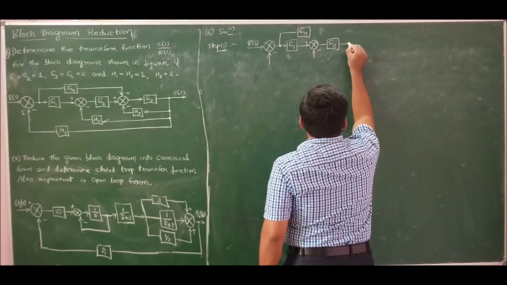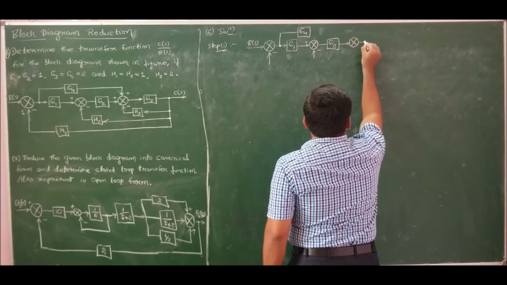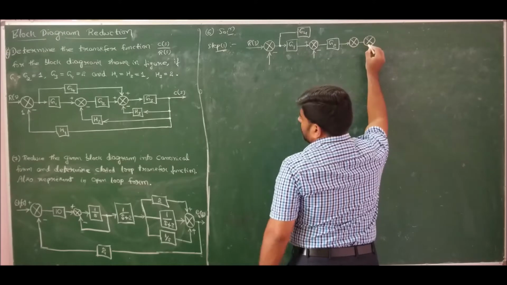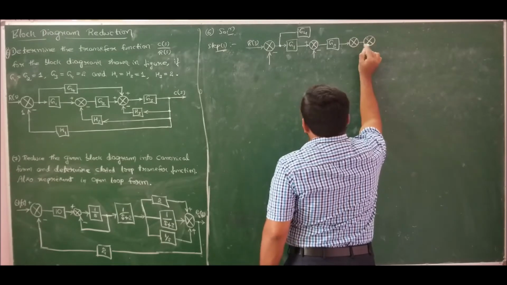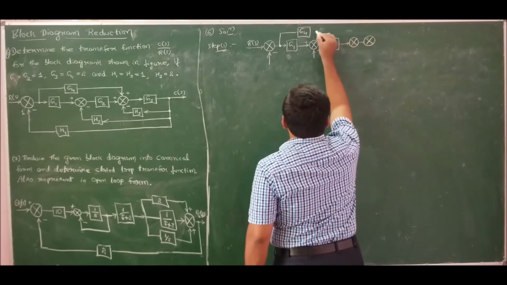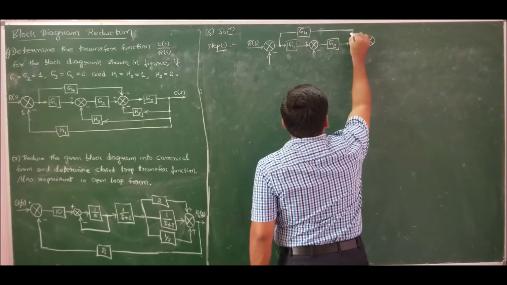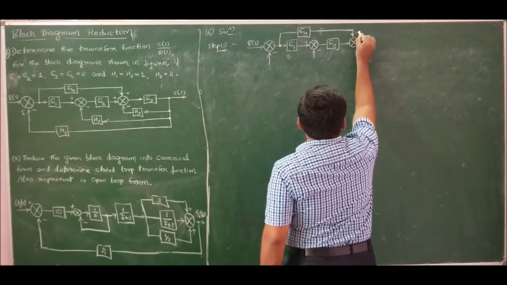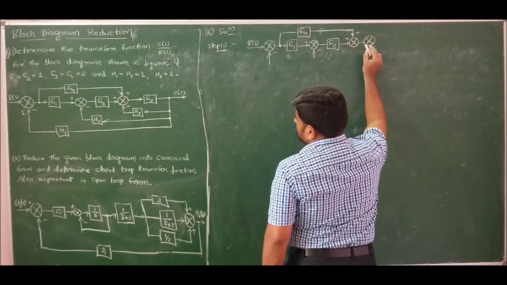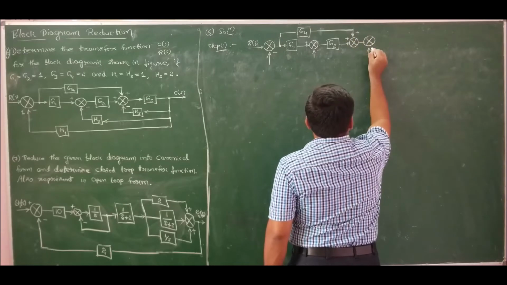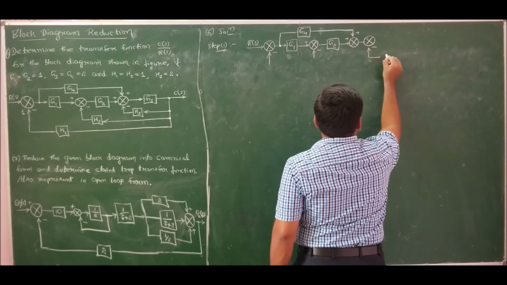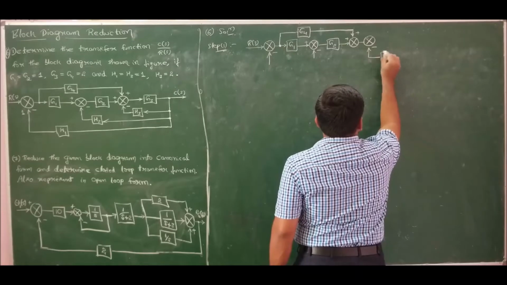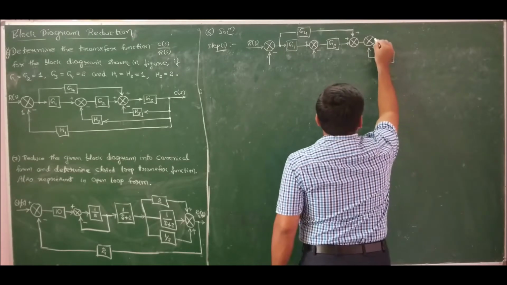So therefore I will write it twice, splitting it up. However you want you can write, because interchanging of the positions of summing points will not make any difference. That is our first rule in block diagram reduction. Plus, and then we have minus H3 to G3.